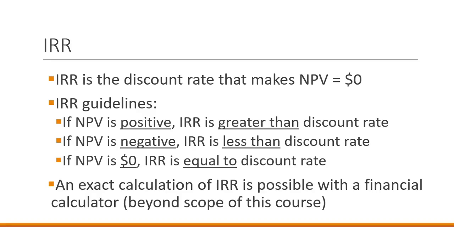Internal rate of return, IRR, is the discount rate at which NPV is exactly 0. And for our purposes, we'll consider IRR based on these guidelines. If we calculate a positive NPV, then we know IRR is something greater than the discount rate. If we calculate a negative NPV, then IRR is something less than the discount rate. And if NPV is exactly 0, the IRR is equal to the discount rate. So we won't be calculating a precise IRR other than in situations in which NPV is exactly 0.